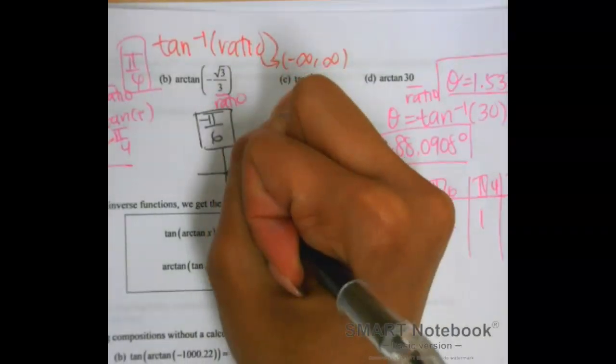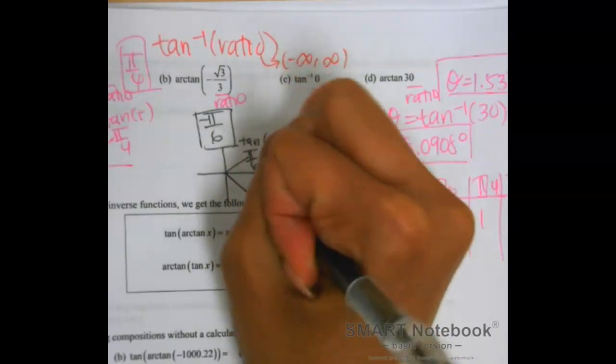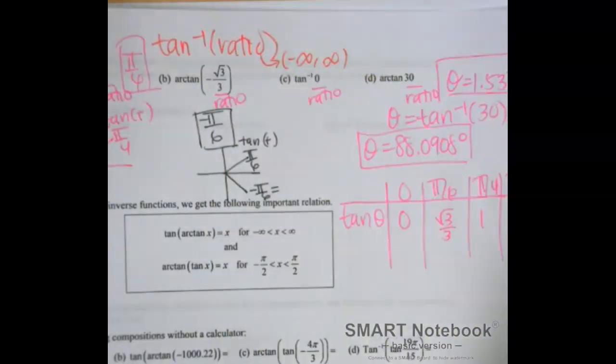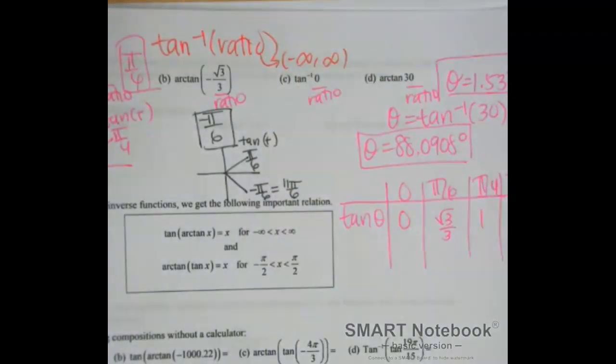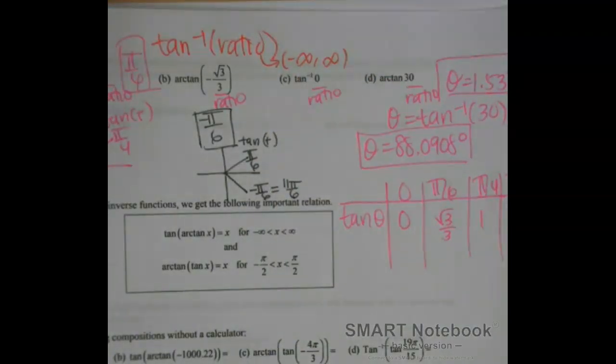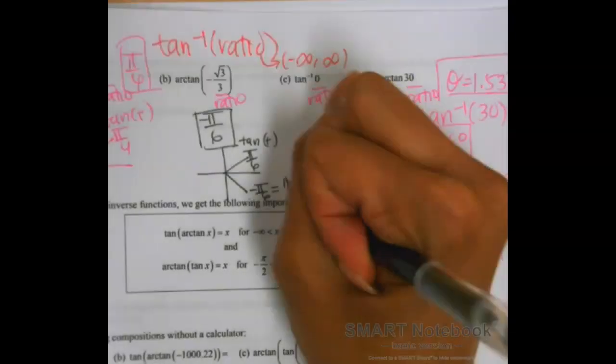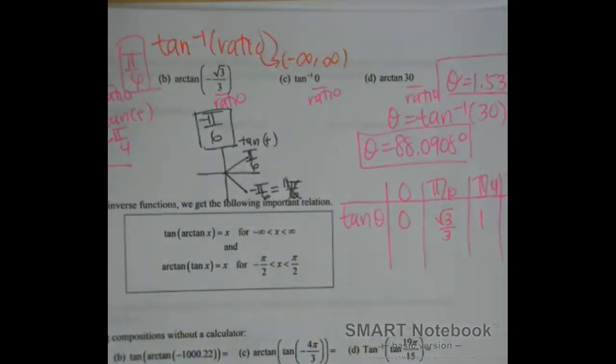So by going in the negative direction, finding negative pi over 6, which is the same location as what? 11 pi over 6. So if you wrote 11 pi over 6 for your answer, you're not wrong, but it needs to be between negative pi over 2 and positive pi over 2. So 11 pi over 6 is on the right track. You just have the wrong sign. That's all. So 11 pi over 6 can't be used. It has to be negative pi over 6.